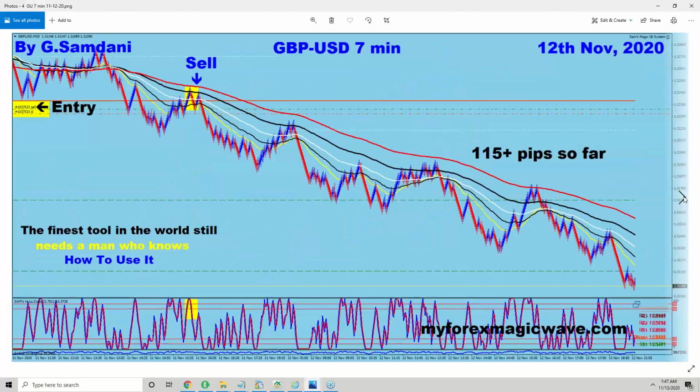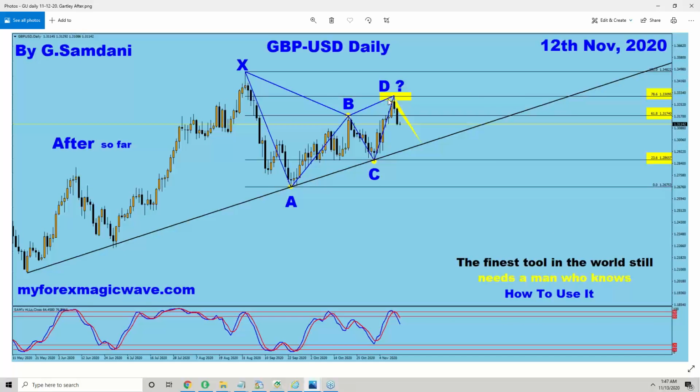Now, this is what happened on the daily chart, it came down nicely. And then this is just the first stop according to the pattern. This can go all the way down here, right? So we will see how the news comes out. It all depends on the data.